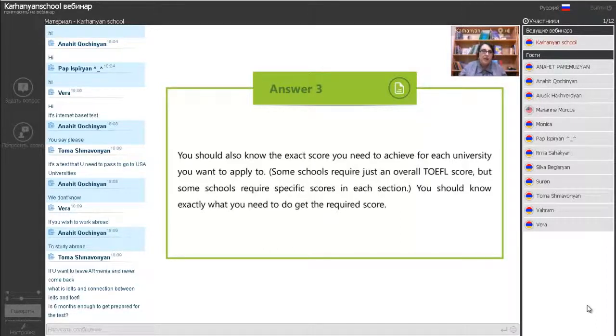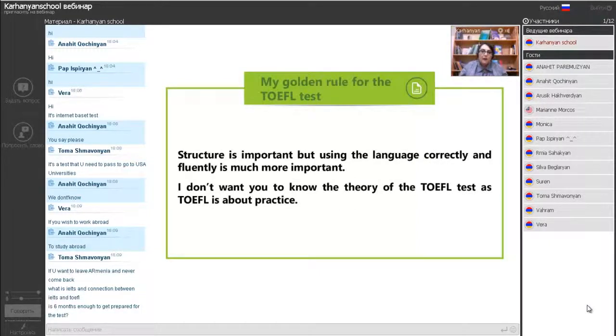And as I have told you, you must make sure with the university you are applying to what score they want from you. It is sometimes like this, that there is a section that requires a higher score. For example, you must get 26 in speaking, you must get 24 in writing. So it depends on the university itself and also on the employer you are applying to.